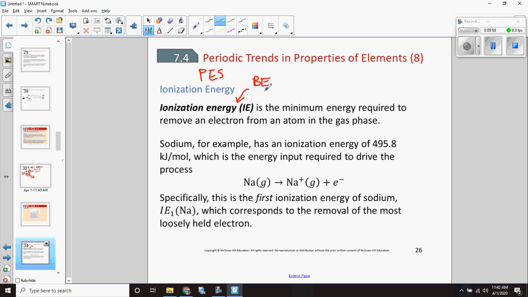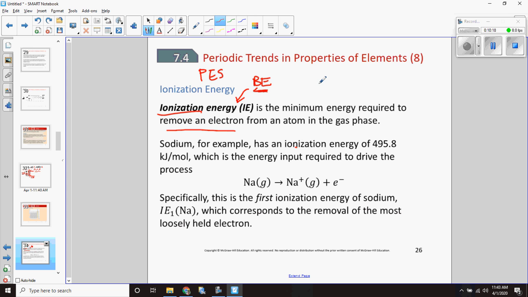Which I'm just going to abbreviate right now. Binding energy was how strong an electron was held to the nucleus. Well, we can kind of look at and investigate binding energy in terms of ionization energy. And ionization is just a phenomenon where an electron is removed from an atom in a gas phase.